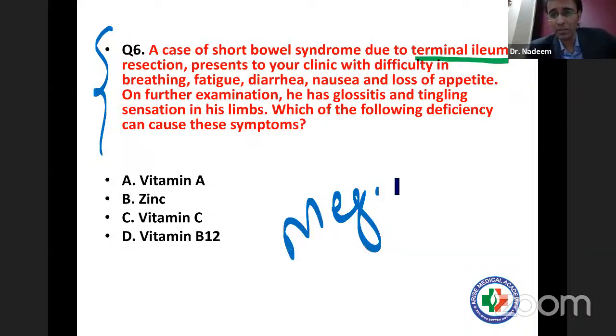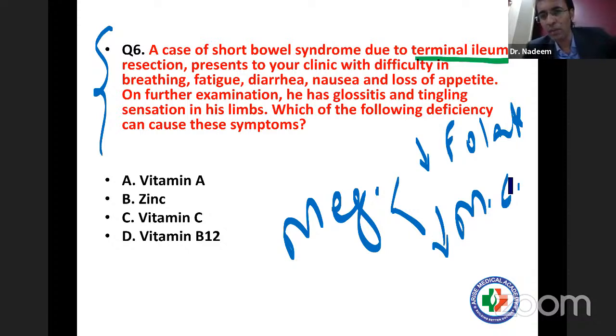But I hope you remember that megaloblastic anemia can be due to the deficiency of folate, and this can be due to the deficiency of methylcobalamin. Methylcobalamin means what? Vitamin B12. But how to differentiate? Whenever neurological symptoms like a tingling sensation are associated in megaloblastic anemia, please understand that this is due to deficiency of vitamin B12, which is called methylcobalamin or cyanocobalamin. I hope this is clear to all of you.